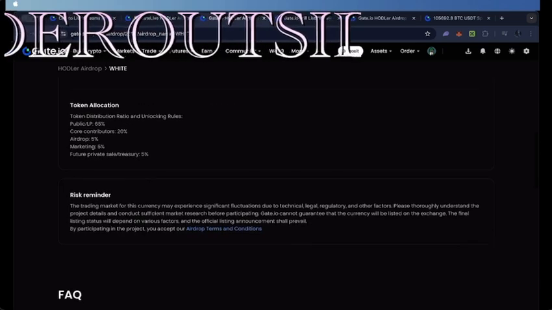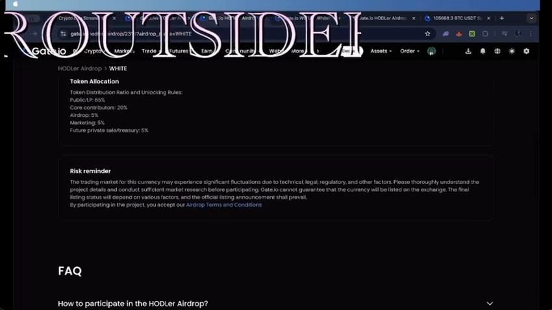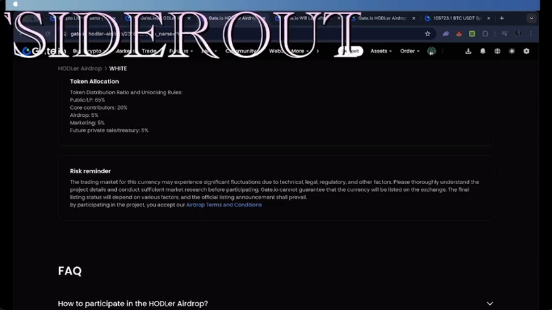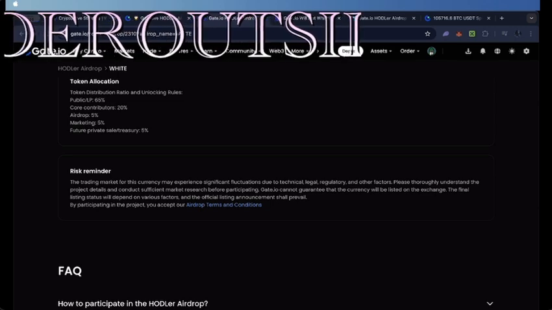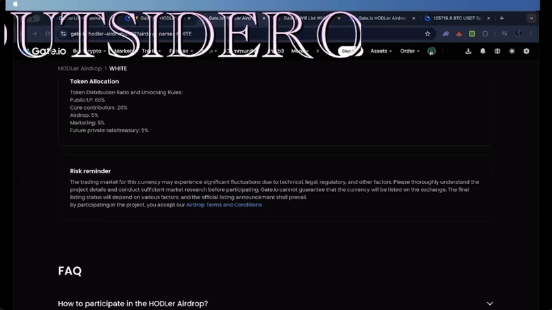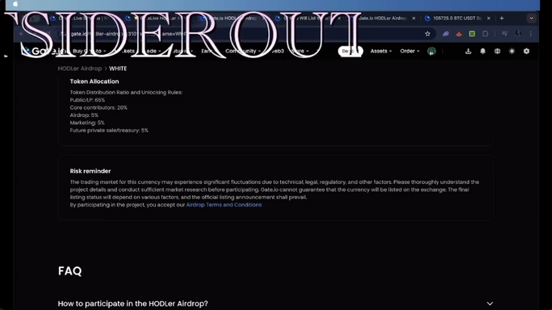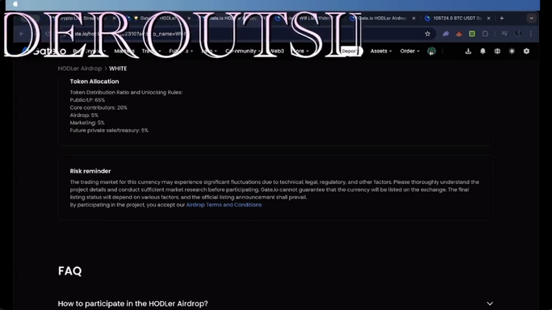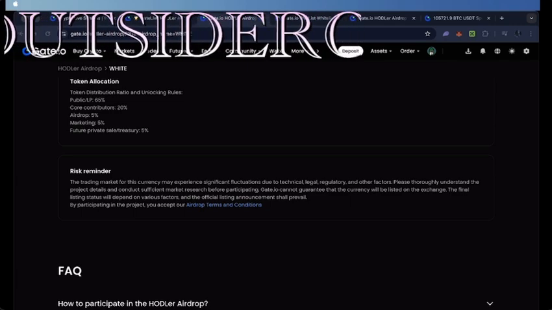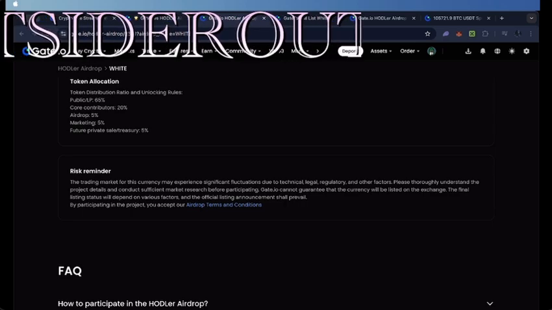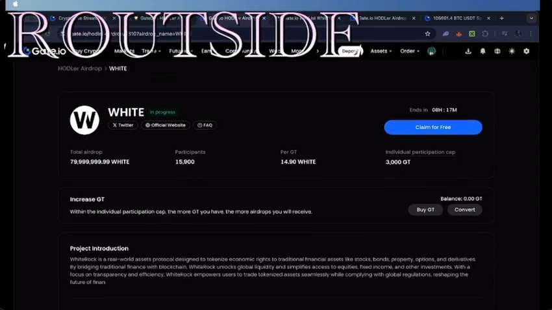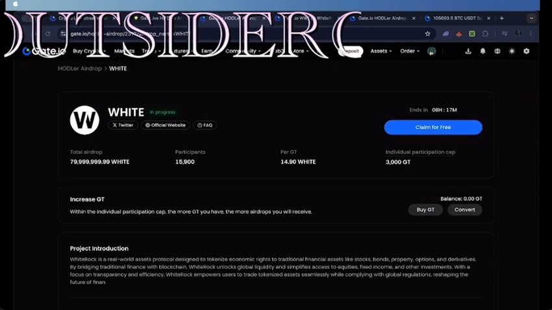We already checked this. So there's also a risk reminder. The trading market for this currency might experience significant fluctuations due to technical, legal, regulatory, or other factors. Please thoroughly understand the project details and conduct sufficient market research before participating. GateLive cannot guarantee that the currency will be listed on the exchange. The final listing status will depend on various factors, and the official listing announcements shall prevail. By participating in the project, you accept the airdrop terms and conditions. Okay, we already checked all these.